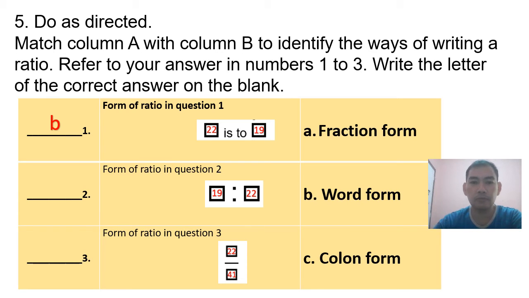Number 2, that is C. We call it a colon form because we are using colon. And number 3, that's letter A, which is the fraction form. So those are the 3 ways in writing a ratio. We have the fraction form, we have the word form, and the colon form.